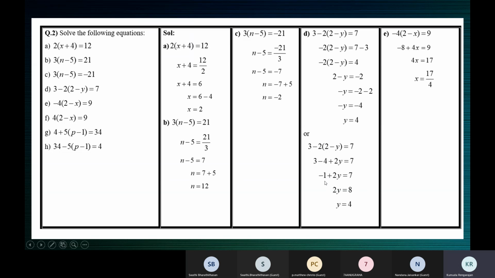Okay, so here -1 is transposed. When -1 goes to the other side, it becomes +1. So 7 plus 1 is 8. Then how do we get the last step? By dividing both the sides by 2. We divide both the sides by 2 and we get y is equal to 4.